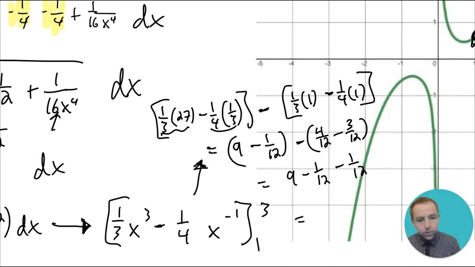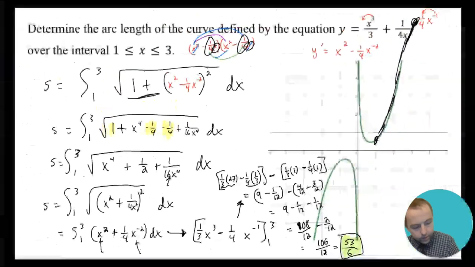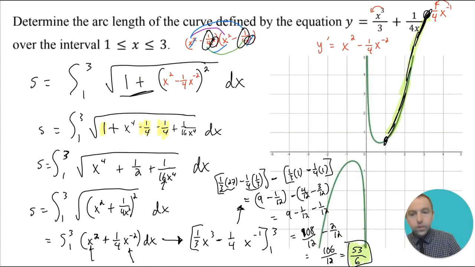If we get it all in terms of 12ths, 9 is 108 12ths. So it's 108 12ths minus 2 12ths, which should be 106 over 12. You can simplify and divide by 2 and get 53 over 6. And then you're golden right there. So that would be the length of the arc right here, then on 1 to 3.